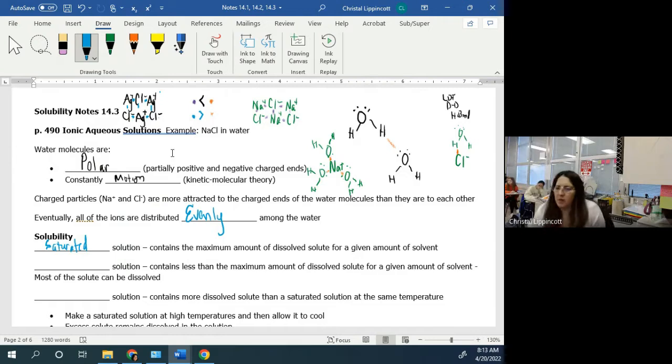All right, so let's keep going here. A saturated solution is where you have less water than you have solute. Unsaturated then is the opposite. We have more water, so we have leftover water compared to the ions that it's trying to break up.